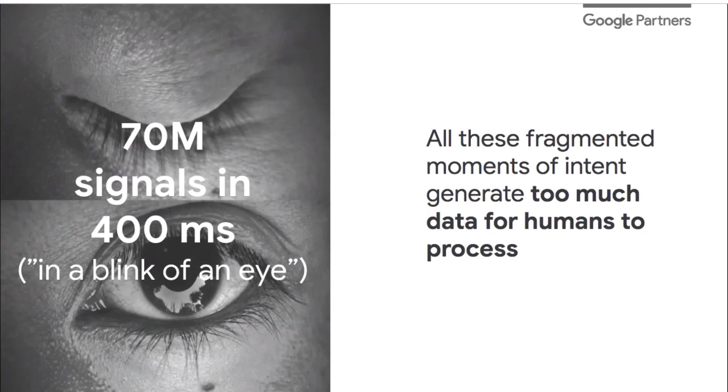All these fragmented moments of intent when it comes to marketing generate too much data for humans to process. So we use machine learning to overcome this. Now, what is machine learning? In a nutshell, it's an approach to making decisions. It involves algorithmically finding patterns in data and then using information to react to the brand new data that it receives. So at Google, we actually analyse 70 million signals in the blink of an eye.